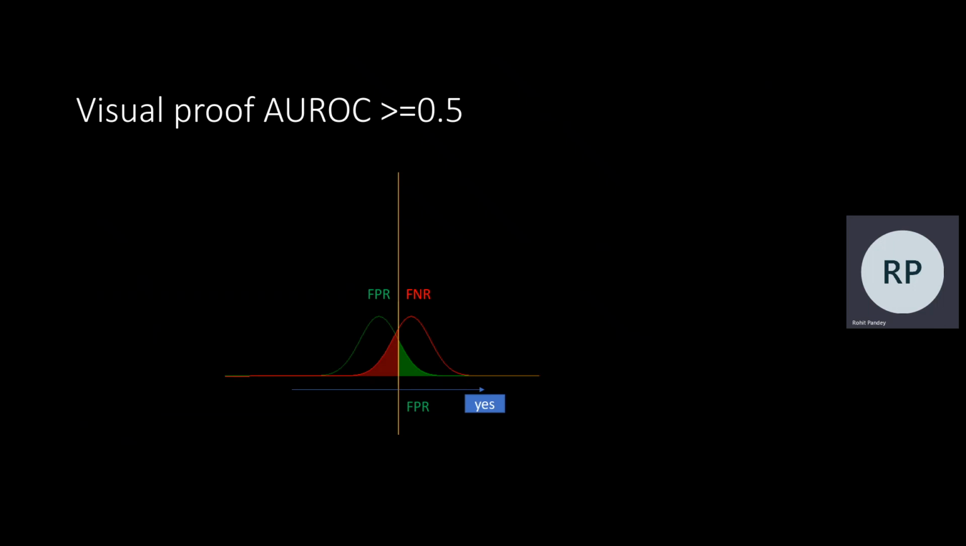What I am going to visually prove is that the AU-ROC has to be greater than or equal to 0.5. Right? To do that, let's think of the current strategy we have, which is we say yes whenever we're to the right of this line, and let's think of flipping the strategy. So we start saying yes when we're on the left of the line instead of the right. And what happens when we flip this strategy? What happens to our different rates?